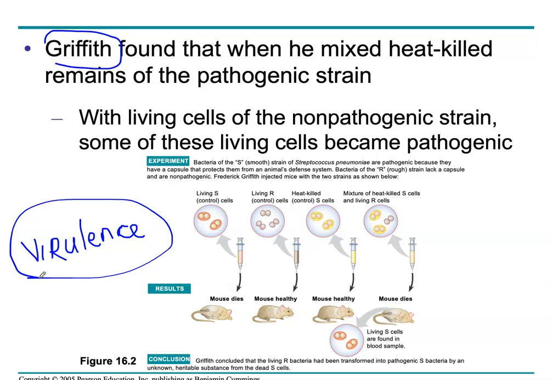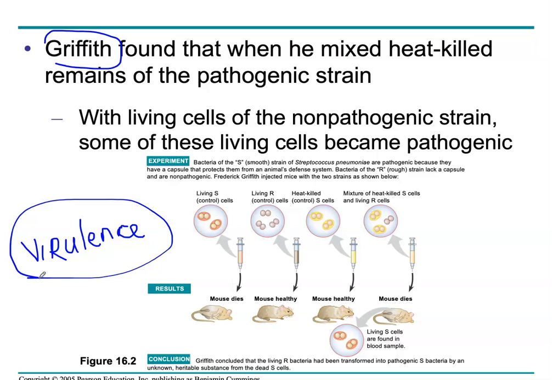The word pathogenic: 99.99% of the bacteria in the world are non-pathogenic. They do not cause human disease. When something causes a human disease, it is pathogenic. So anything that confers virulence to a bacteria makes them pathogenic to us. The smooth strain is pathogenic because it is given virulence by the existence of the capsule, and the rough strain, the one that lacks the capsule, is non-pathogenic.